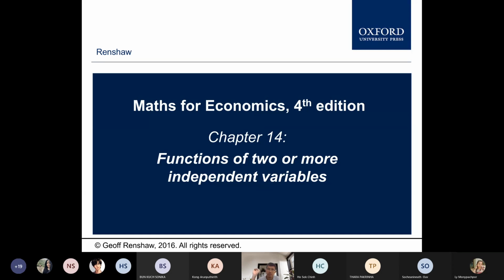Now we are in chapter 14. It is about the function of two or more independent variables. So far we are working with a function with one variable.